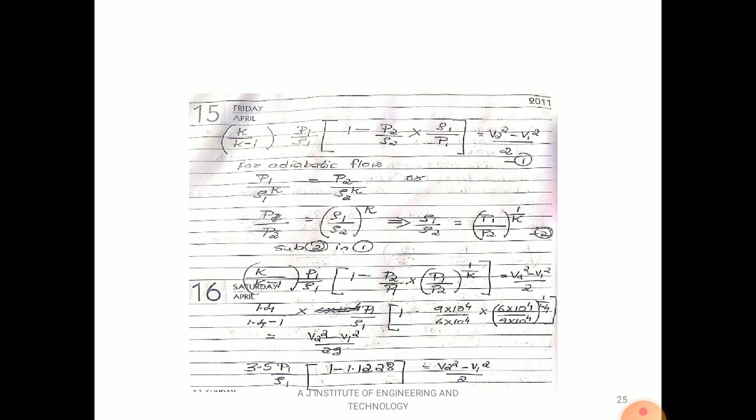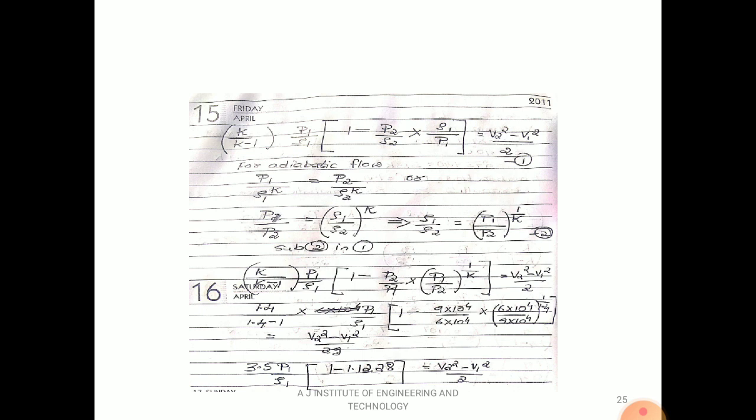Upon substituting we get 1.4 divided by 1.4 minus 1 into P1 divided by rho 1, keep the P1 and rho 1 term as it is, I will explain about that later, into 1 minus 9 into 10 to the power 4, that is the pressure P1, divided by 6 into 10 to the power 4, P2, into 6 into 10 to the power 4 divided by 9 into 10 to the power 4, to the power 1 by 1.4. This 1.4 is very important.